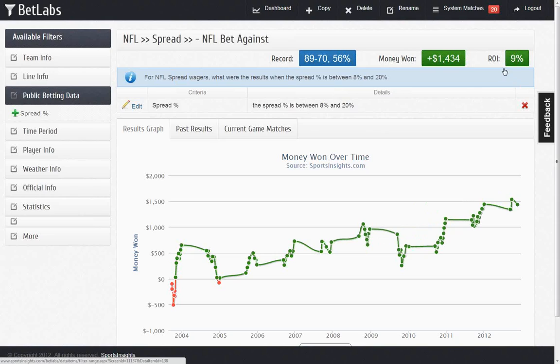The ROI is pretty decent, almost 10%, and that's because it only happens roughly, you have to count the squares here, but we'll say 5 to 7 times a season, and it probably averages a little less than one game a week. Now some people can't wait for that. They need more games. They typically will have a lower return on investment because they want to put more money into action. Doesn't mean you ultimately may win more money at the end of the day.